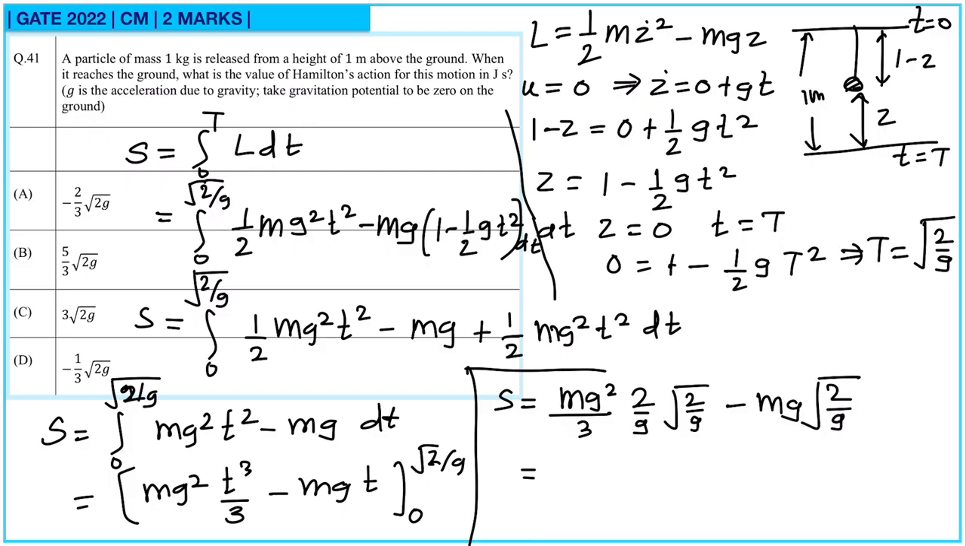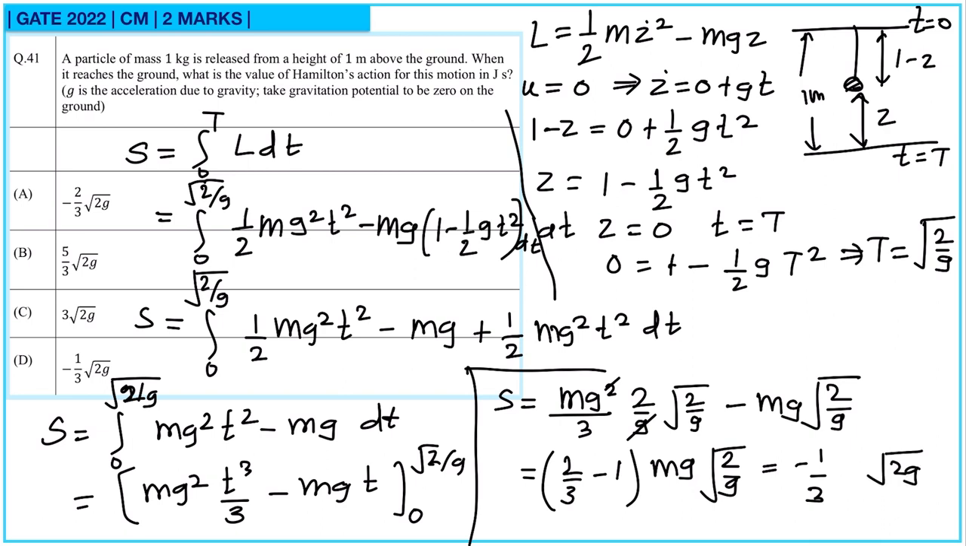Now if we take this mg and root 2 by g common, then g and g will cancel, and we have mg here, and this is 2 by 3 minus 1, into mg under root 2 by g. 2 by 3 minus 1 is minus 1 by 3, and this is g, so this will be m into root 2g, and mass is 1 kg, so m will be 1, so this is minus 1 by 3 into root 2g. So the answer is option D, minus 1 by 3 under root 2g.